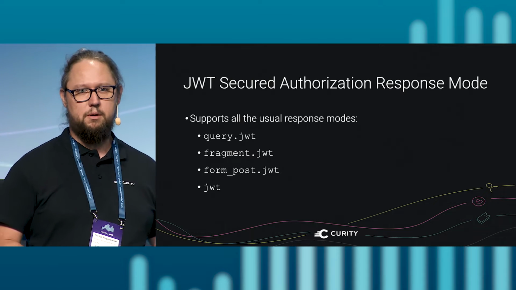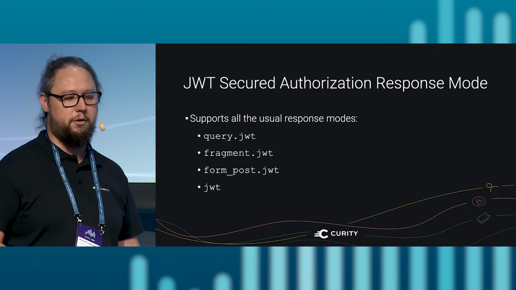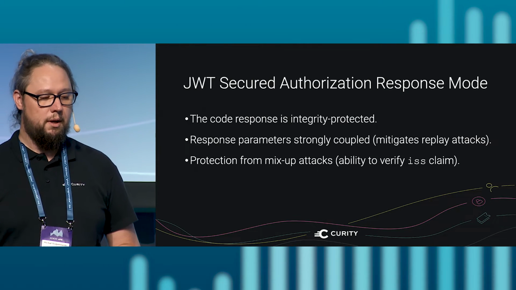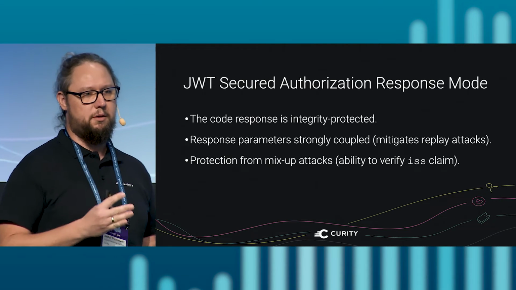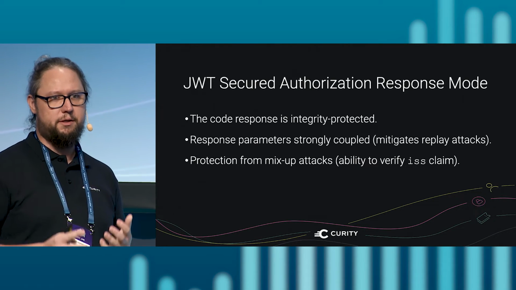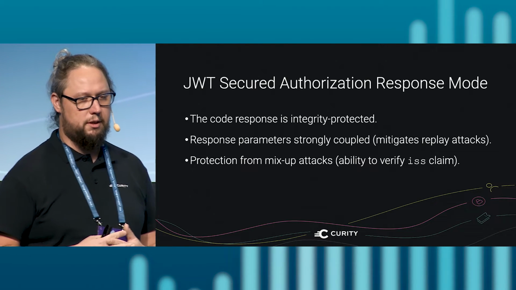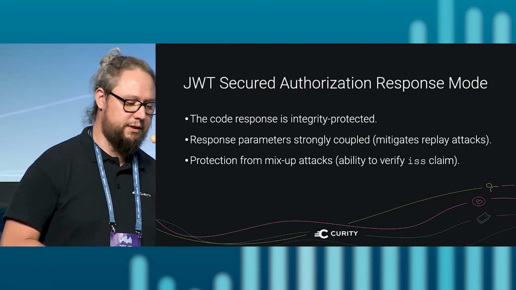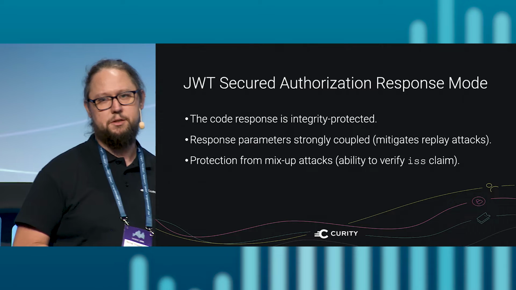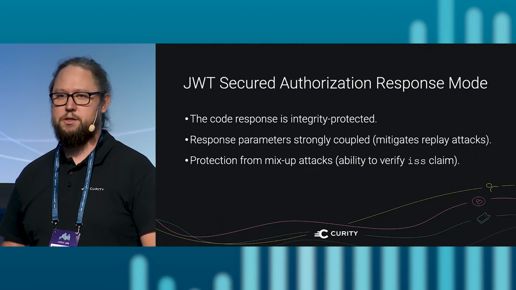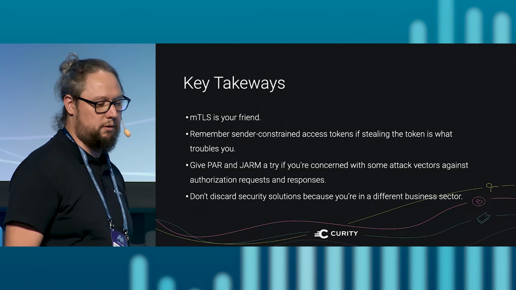JARM supports all the response modes that we know from standard auth, so it can be sent in a query, in a fragment, or in a form post. And again, what does it give you? It gives us the code response is integrity protected. Nobody can tamper with the parameters. They're strongly coupled, so that mitigates some replay attacks. And it gives that protection from mix-up attacks, thanks to the information that we now know which authorization server issued the code, and we know which authorization server should be called to get the access tokens.